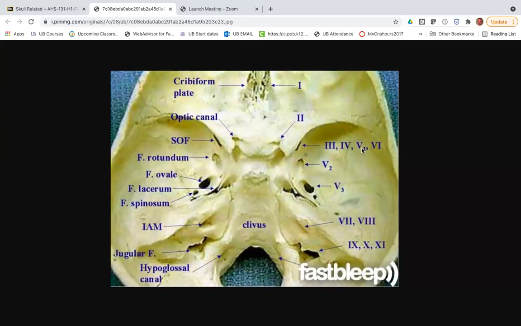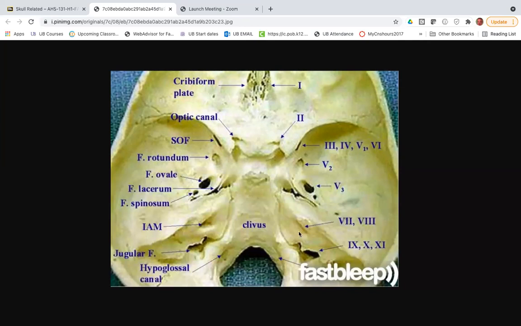3, 4, 5, 6. These are all going to deal, at least 3, 4, and 6, with moving the eye. Cranial nerve 2 is for vision. It allows you to see. But 3, 4, and 6 move the eye. Cranial nerve 5 is the sensation to the eye. Here's V2, here's V3. 7 and 8. So 6 was the abducens nerve. Abducens comes from the word abduct, to move the eye outward. That's the abducens nerve, cranial nerve 6.